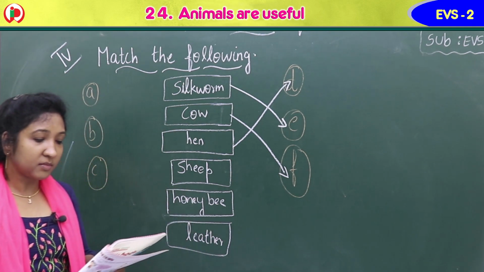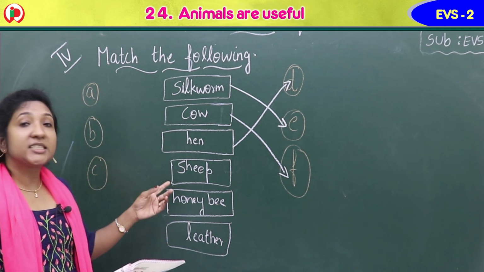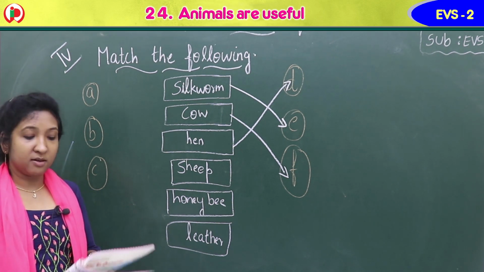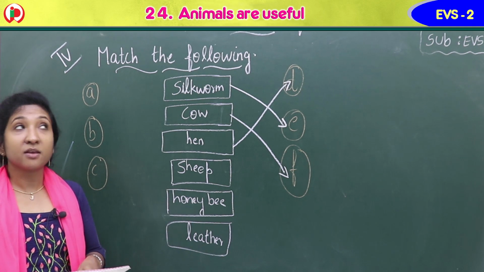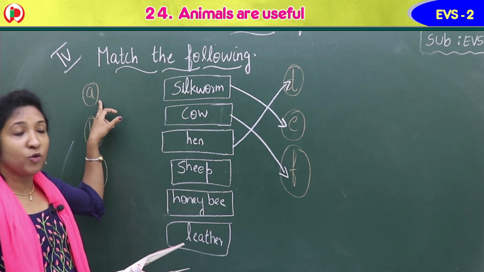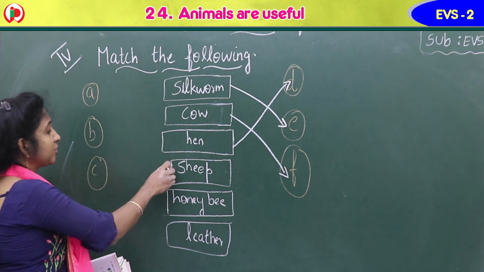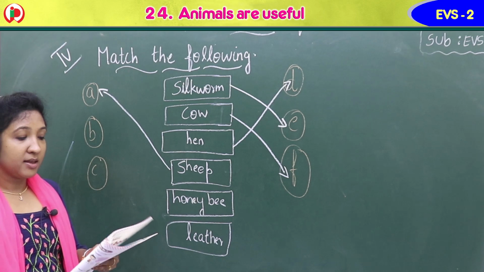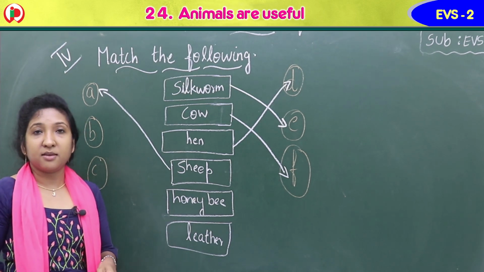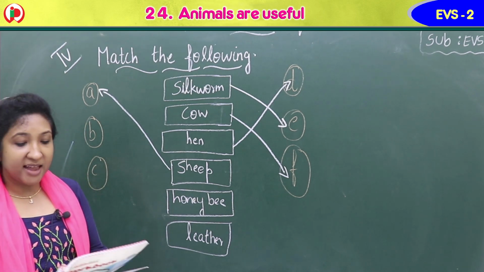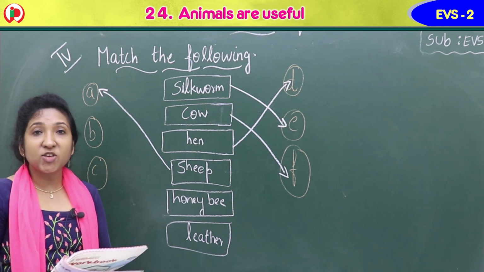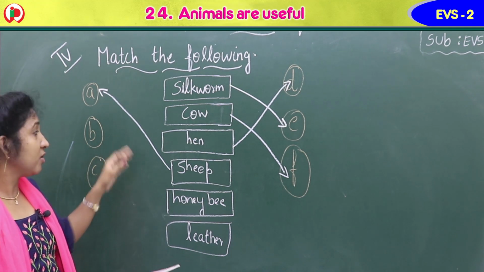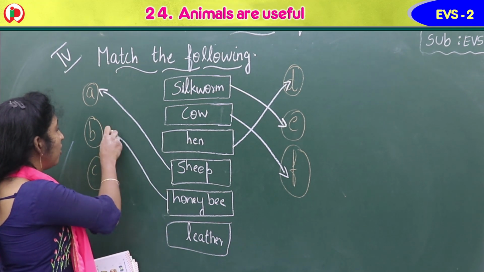Eggs. Then sheep. Sheep gives us wool. Where can you see wool here? Yes, A image is wool. So you can match sheep to wool, A. Then honeybee. Honeybee gives us honey and wax. So here the honey image is B. B is the honey image. So honeybee you can match to B.